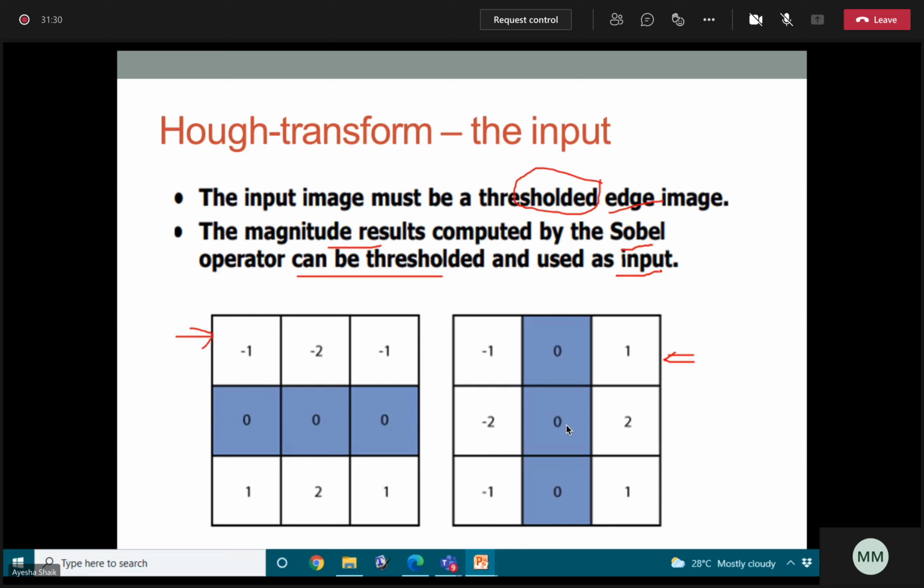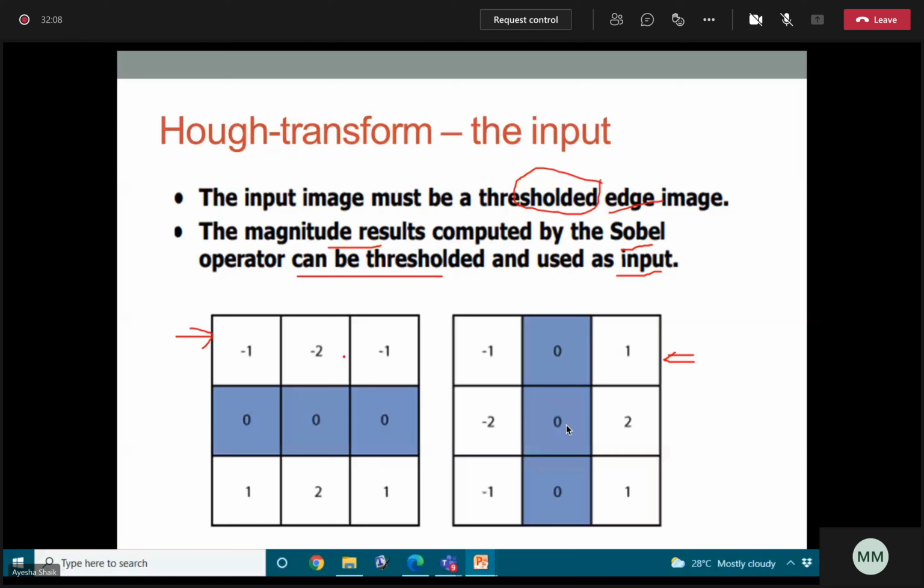For edge detection we need a thresholded edge image, and what the Sobel filter produces is an approximation of the image gradient. So what is the image gradient? The image gradient is a vector quantity. How do we compute it? We can compute it using derivatives: ∂f/∂x, the derivative in the x direction, and then the derivative in the y direction.